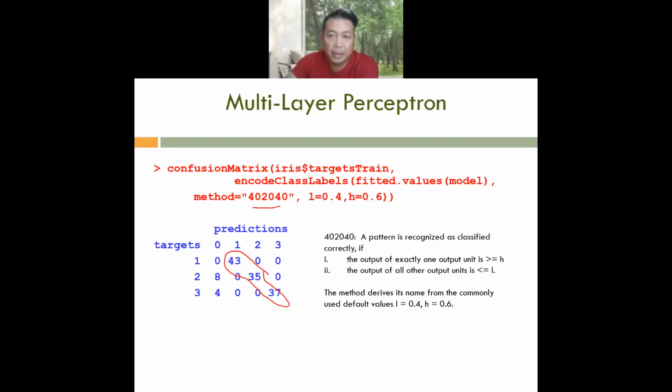So use this method. The pattern is recognized as classified correctly if the output of exactly one output unit is greater than or equal to h, and the output of all the others is lower. So this is what we call the default value for l and h, defined here.